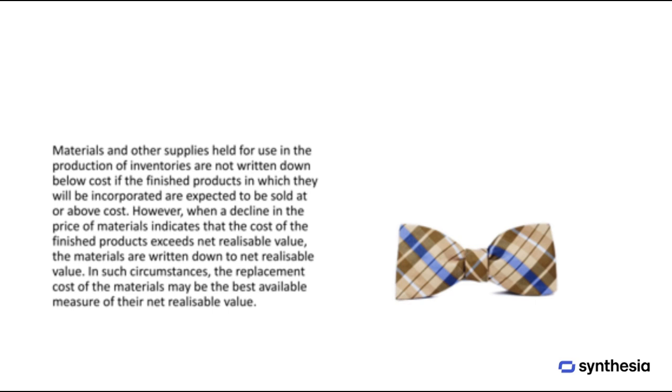Materials and other supplies held for use in production are not written down below cost if the finished products they will become are expected to sell at or above cost. However, if a decline in material prices suggests that the finished product's cost exceeds their net realizable value, then the materials are written down to net realizable value. In these cases, the replacement cost of the materials may be the most reliable measure of their net realizable value.